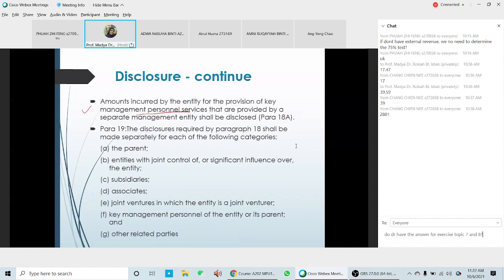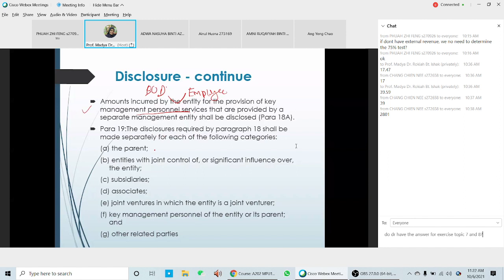Key management service is like for the director, how much you pay for the director, and then how much you pay for the employees. BOD, Board of Directors, remuneration, this one is salary.